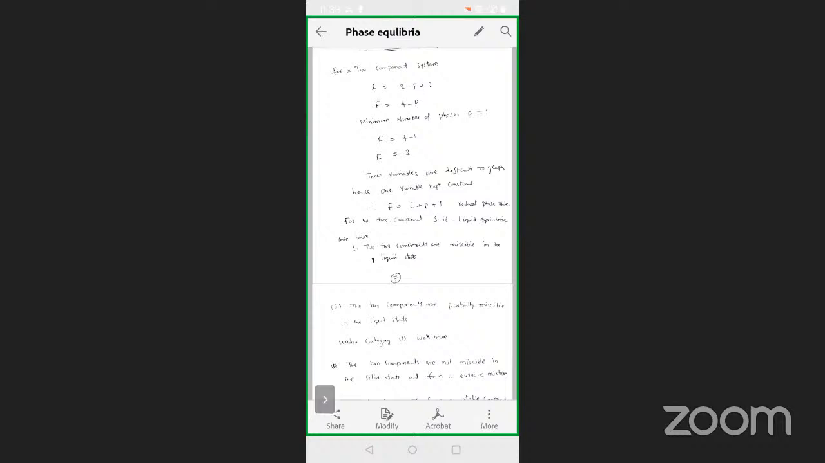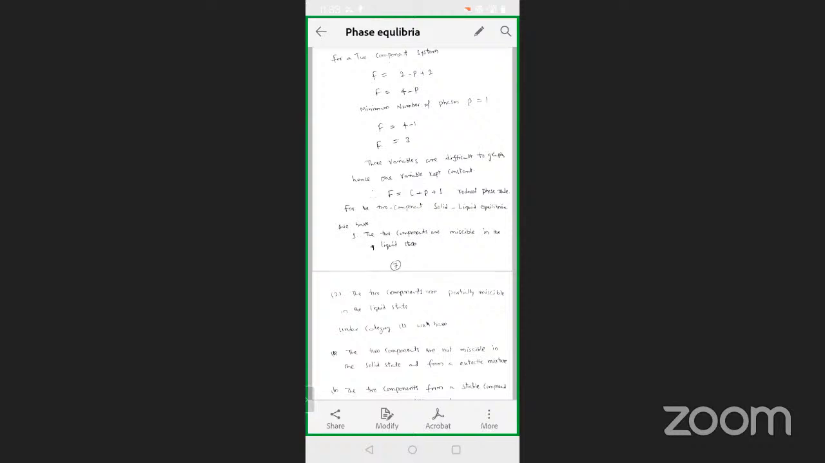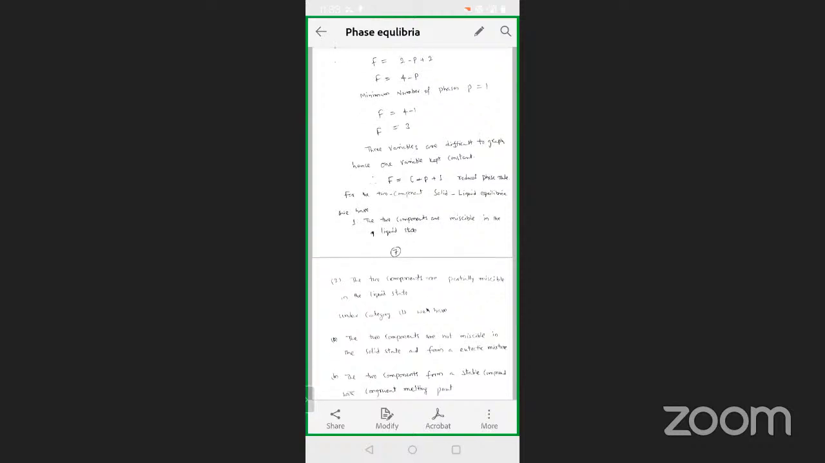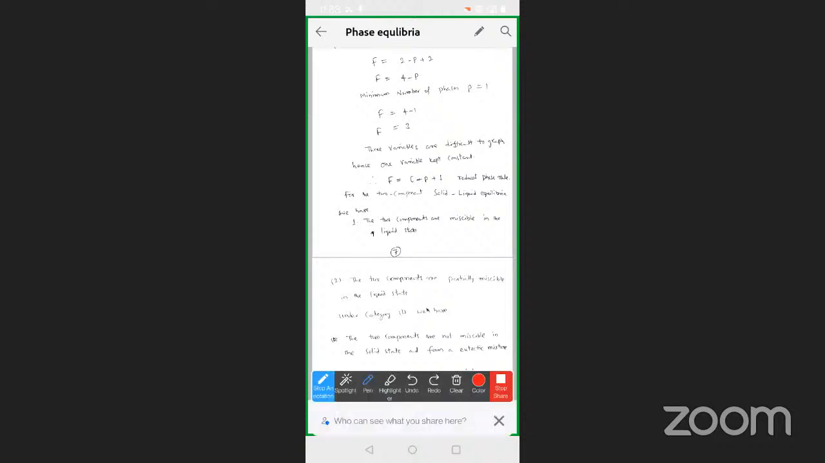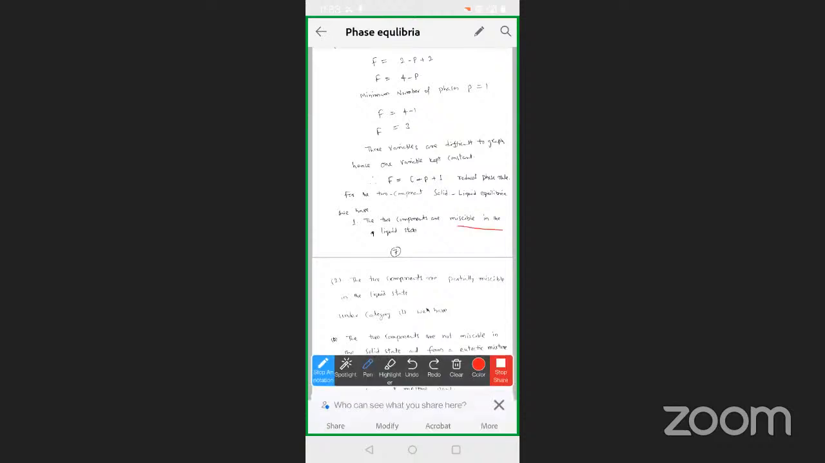For the two component solid liquid equilibrium, we have two cases: the two components are miscible in the liquid state, and the two components are partially miscible in the liquid state. We will study these. The two components are miscible in the liquid state. The two components are partially miscible in the liquid state.